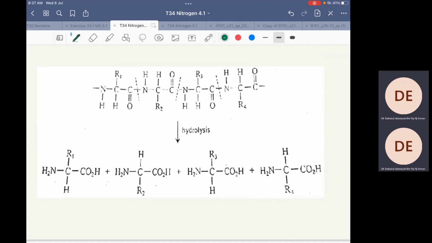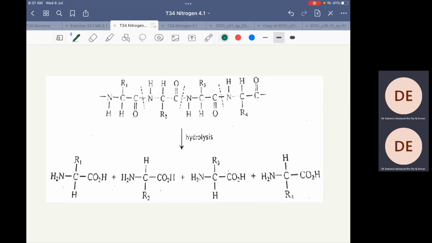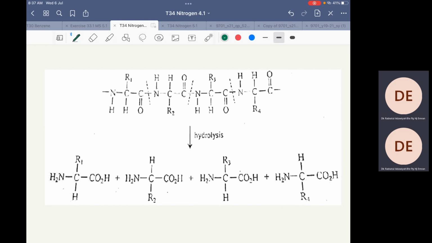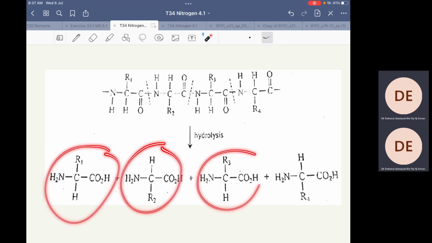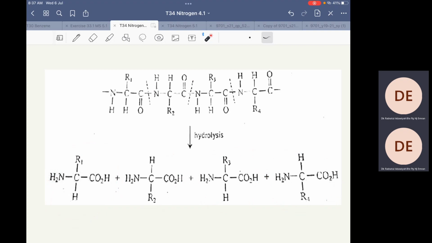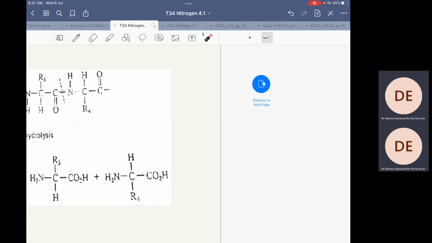Here is an example of hydrolysis. Okay, so this is just showing you 4 parts of the long polypeptide chain. So you are breaking the C-N bond because that's the bond being formed during condensation. All right. So you break that bond, you will get the individual amino acids. So this is called the hydrolysis. It's the same as the hydrolysis of amides.